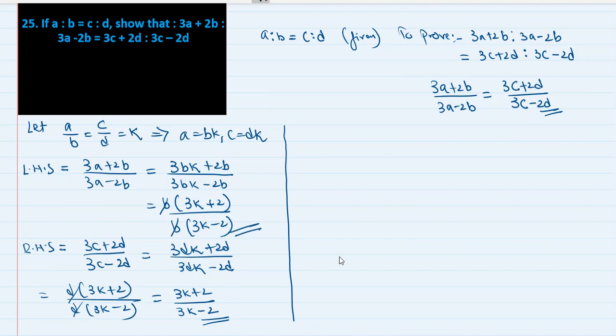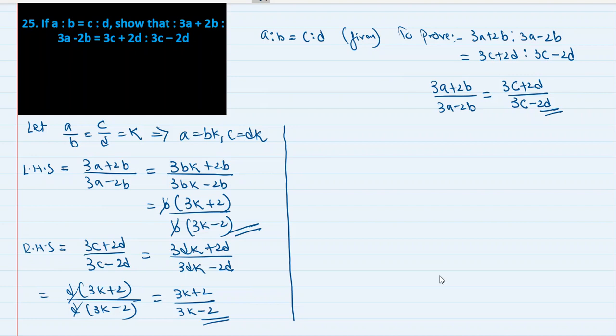Do you see that LHS and RHS are exactly same? So we have proved that LHS is equal to RHS by K method. Remember, K method is useful, okay? But we have proved it once again that K method is useful.